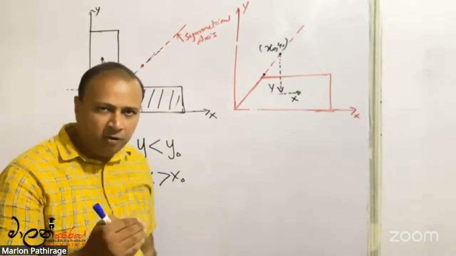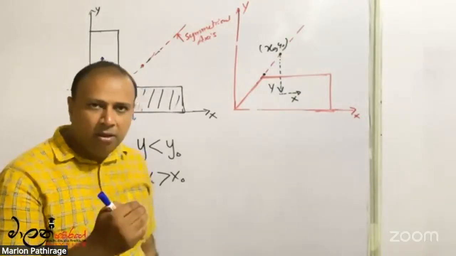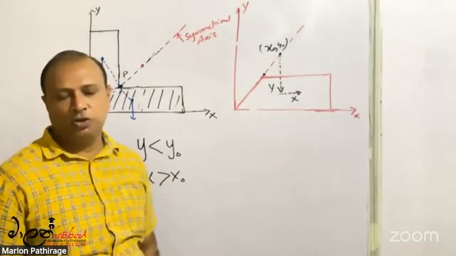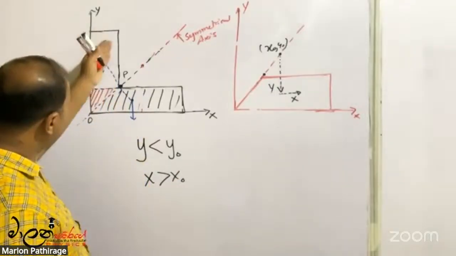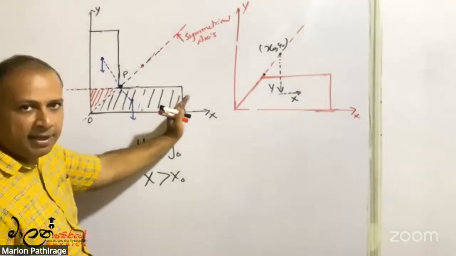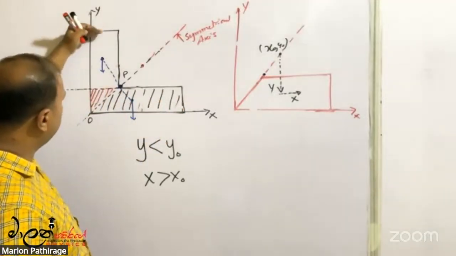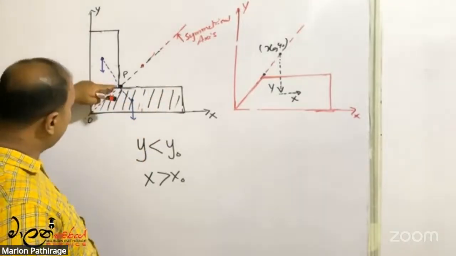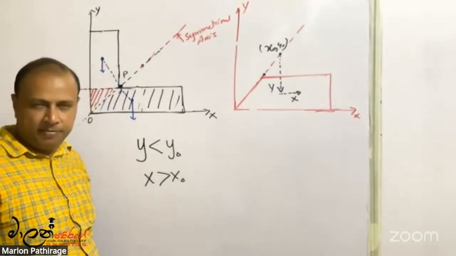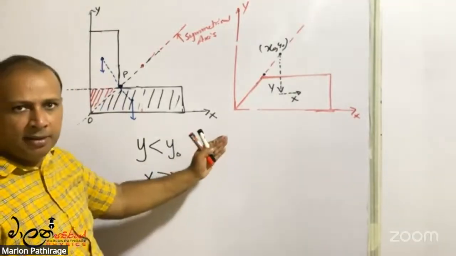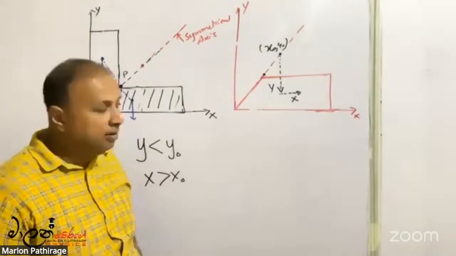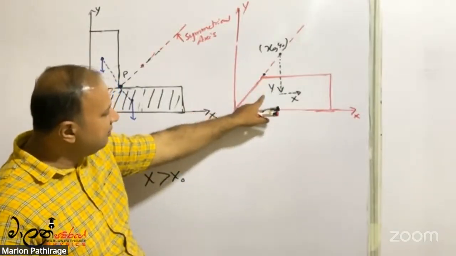Center of gravity cannot be located beyond the mass distribution. It should be in between the mass distribution. Okay? Here it is in between the mass distribution because the mass is distributed to this side as well as this side. Therefore, the center of gravity can be on this symmetrical line. Okay? But here the mass is totally distributed to this side. Therefore, the center of gravity cannot be located somewhere here.